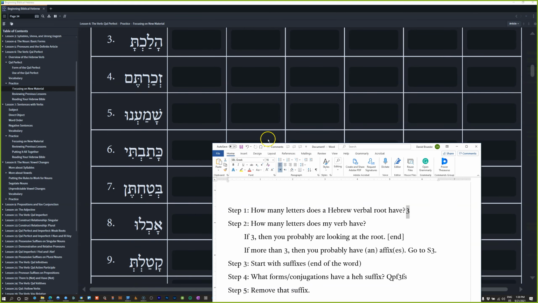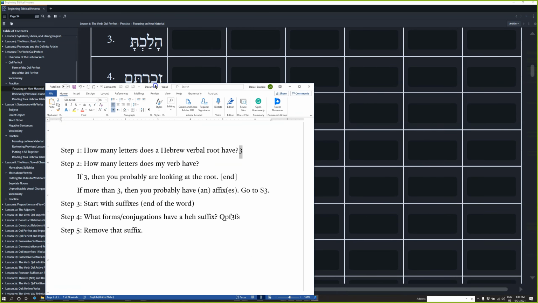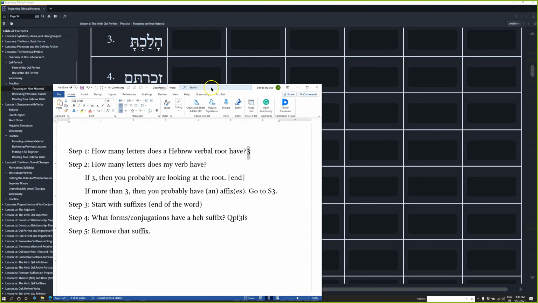Okay? Let's go to one that we haven't done yet, because I just went through these. Let's come down here to number 4. All right, we're going to cover up the vowels. We're not even going to pay attention to them. We're going to ask, how many letters does a Hebrew verbal root have? It's supposed to have 3. How many do I have? I have 5. Well, if it's more than 3, you're probably looking at, in the case of the Qal Perfect, a suffix. So in that case, go to step 3.